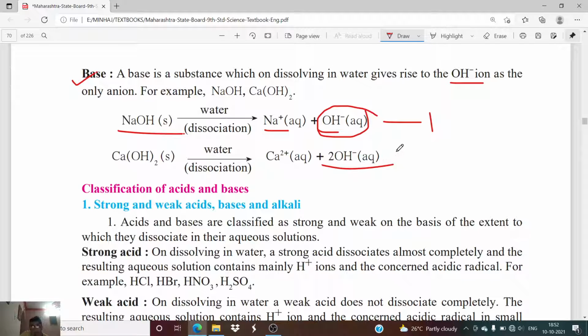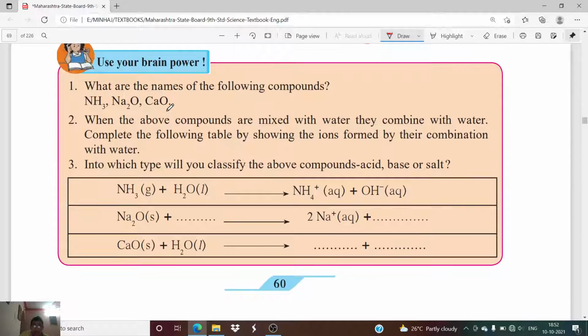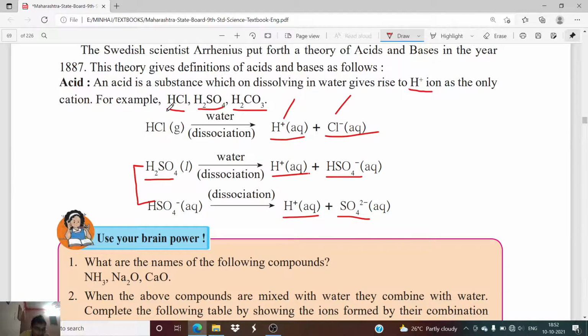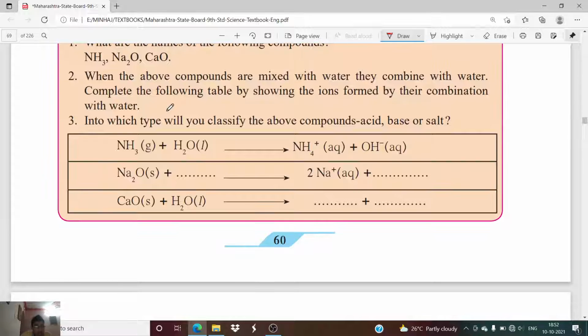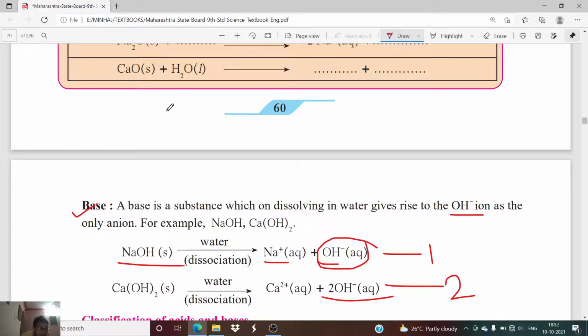These are the examples for base. In the exam, if the question asked is the definition of an acid or base, you have to write down the definition and also give an example. It will be even better if you give the example in the form of an equation.